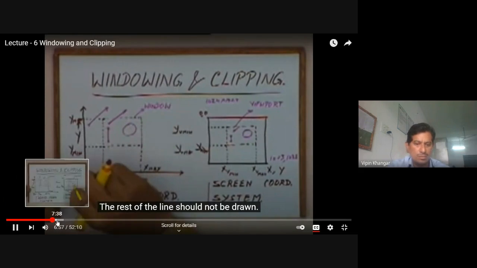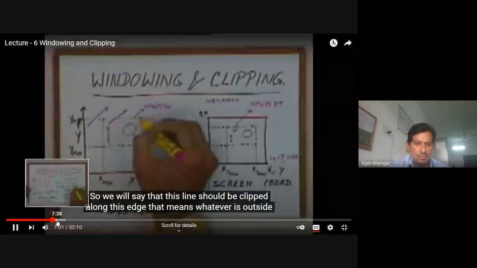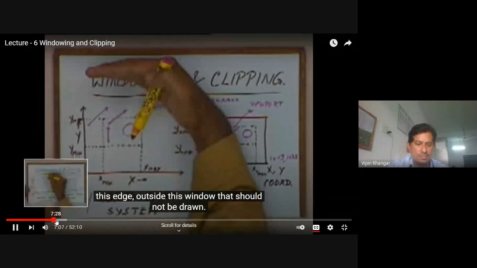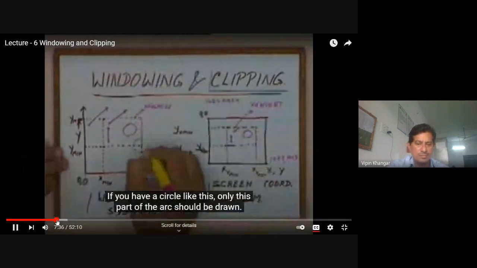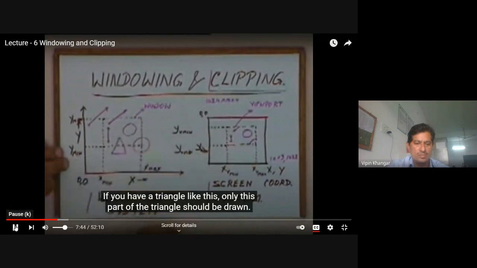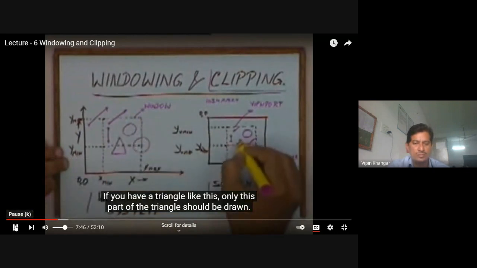So we'll say that this line should be clipped along this edge. That means whatever is outside this edge, outside this window, should not be drawn. Only this part of the arc should be drawn. If you have a triangle like this, only this part of the triangle should be drawn.